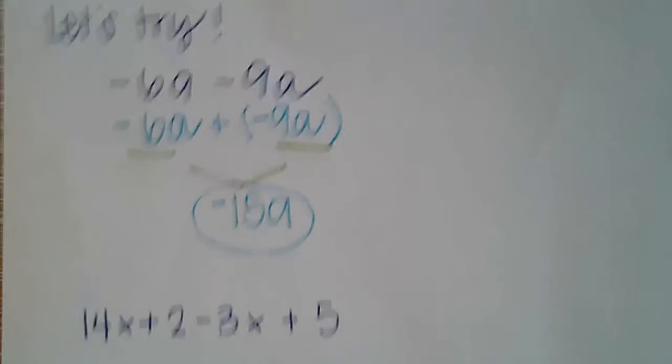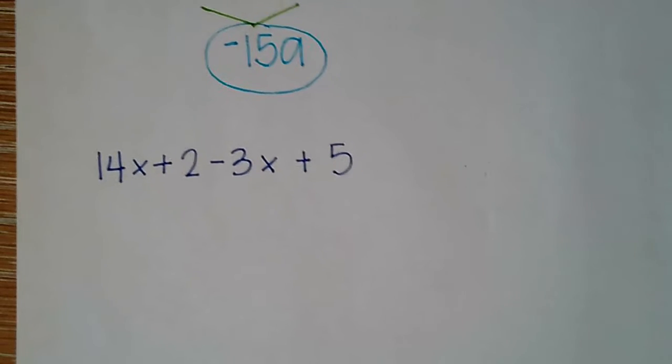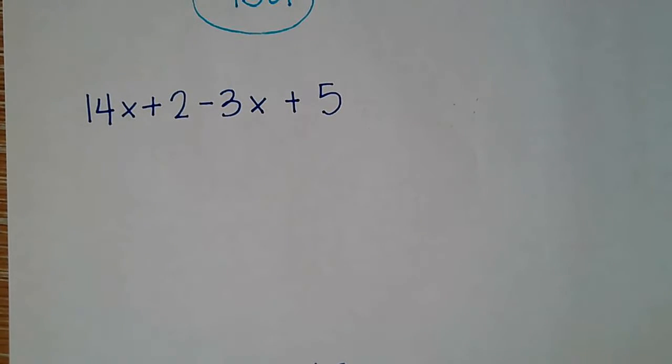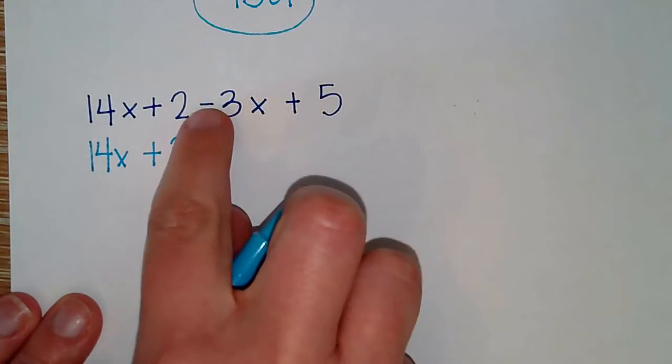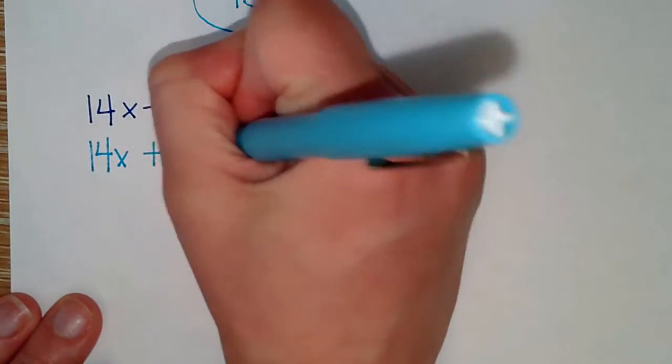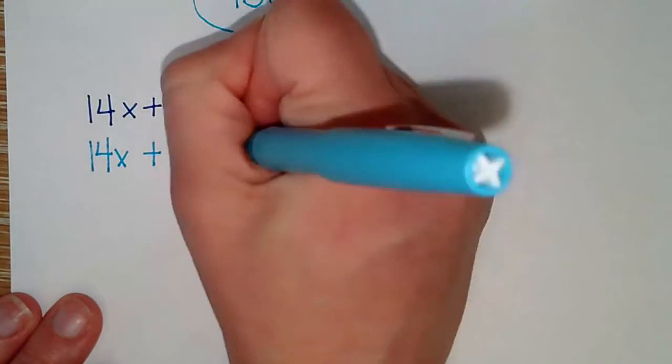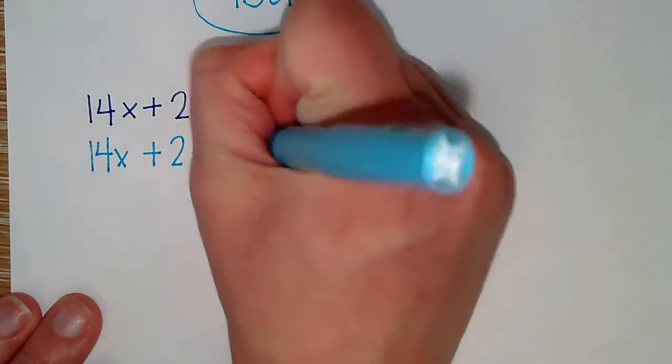All right, let's try this second one. We've got 14x plus 2 minus 3x plus 5. Okay, so again, step 1 is to rewrite our expression if there is subtraction. 14x stays the same, plus 2 stays the same. Here's our subtraction. We turn it to addition of the opposite, so that 3 turns negative.